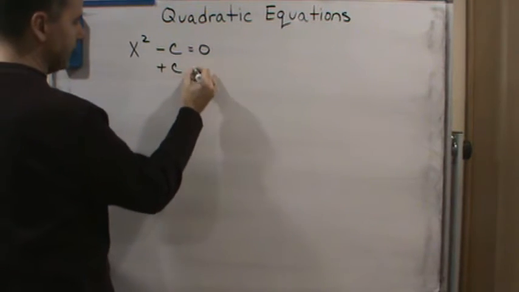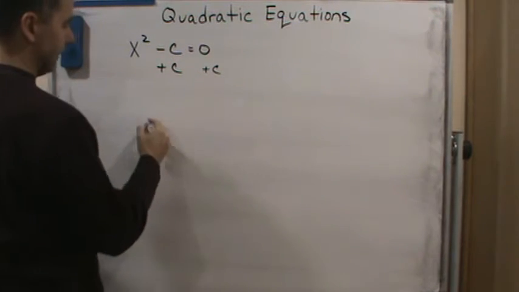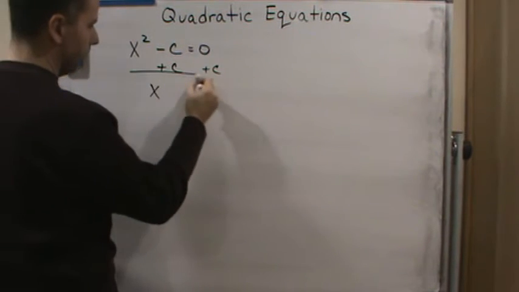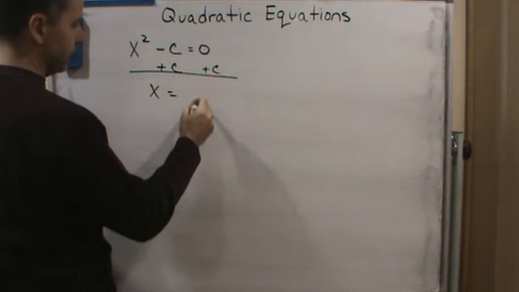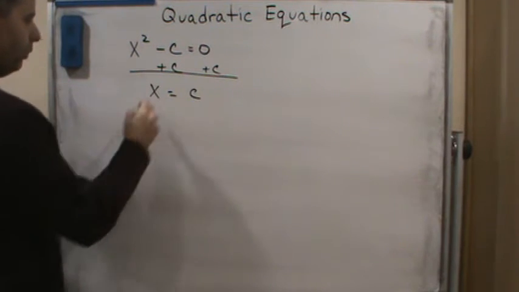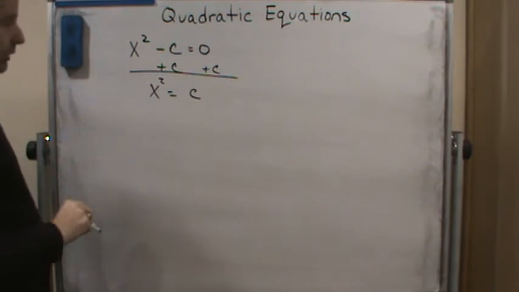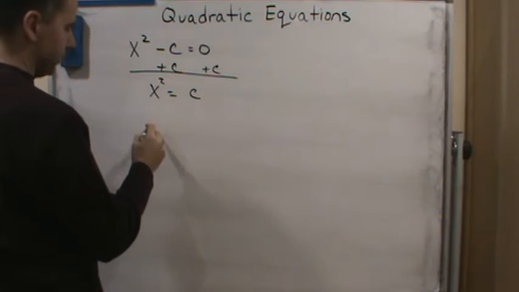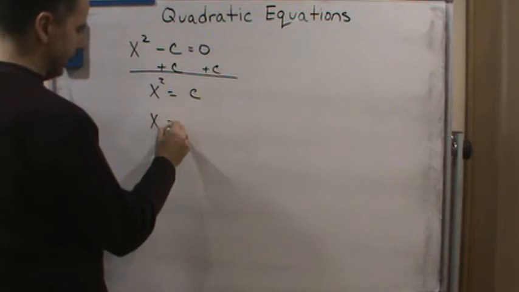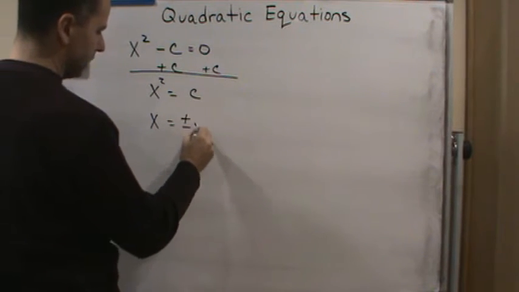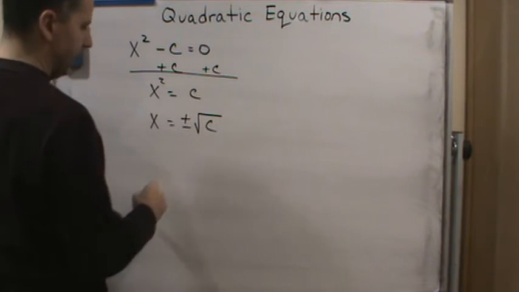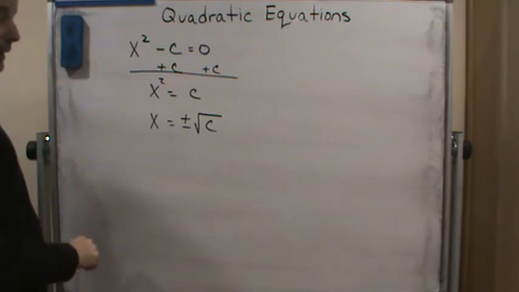So we're going to add c to both sides, and you end up with x squared equal to c. Well, what happens when you take the square root of both sides? You get x equals plus or minus the square root of c. And then that is your solution.